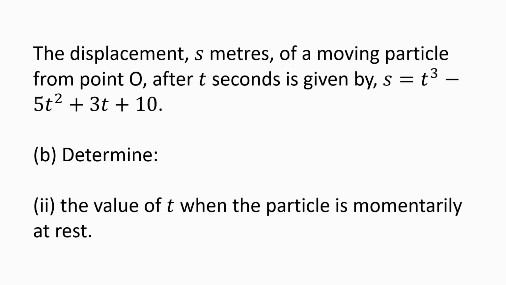Part B2, determine the value of t when the particle is momentarily at rest. So remember the velocity equation that we obtained in part A is v equals 3t squared minus 10t plus 3, and at rest the velocity is 0. So we can equate the velocity equation to 0. Then we solve the quadratic equation through factorization.